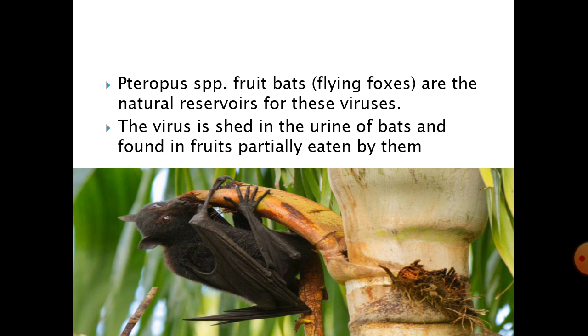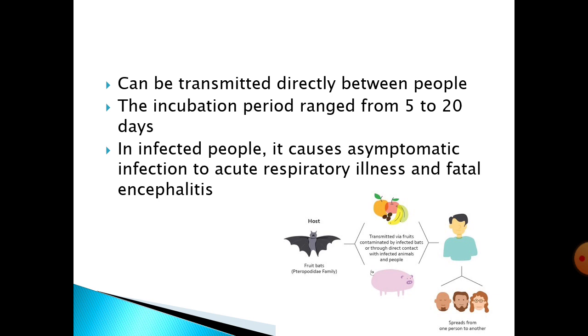Pteropus species fruit bats or flying foxes are the natural reservoirs for these viruses. The virus is shed in the urine of bats and found in fruits partially eaten by them. It can be transmitted directly between people. The incubation period ranged from 5 days to 20 days.